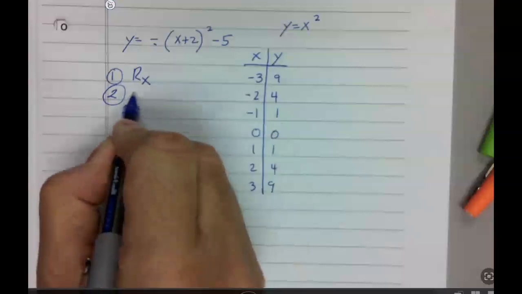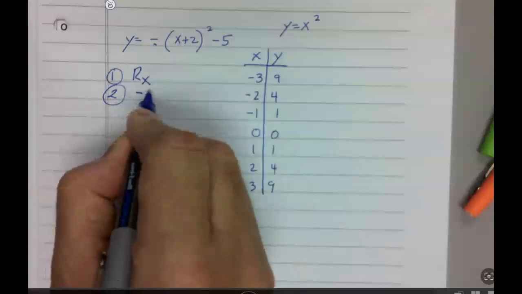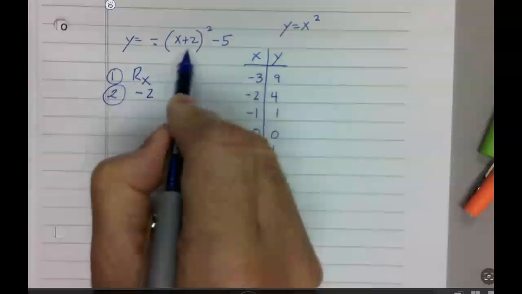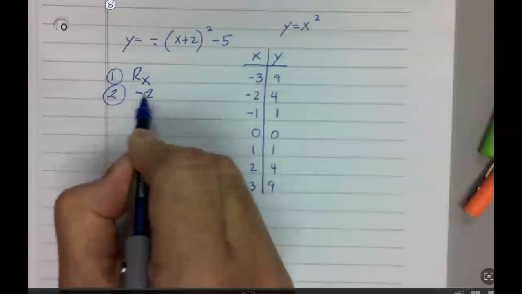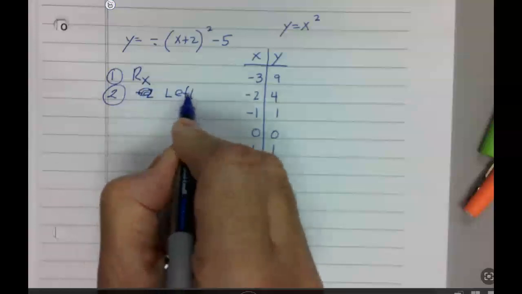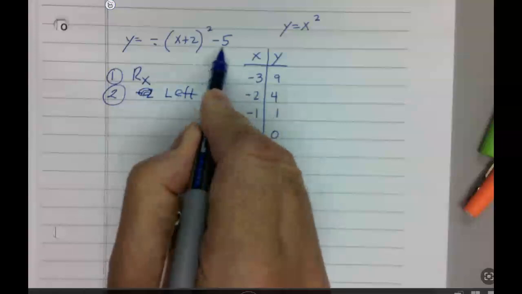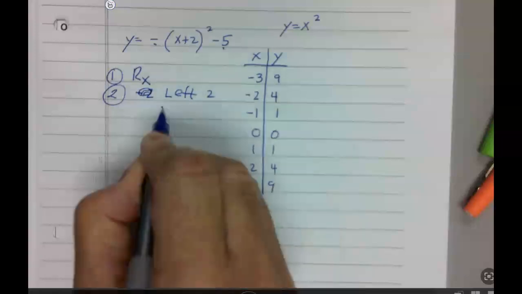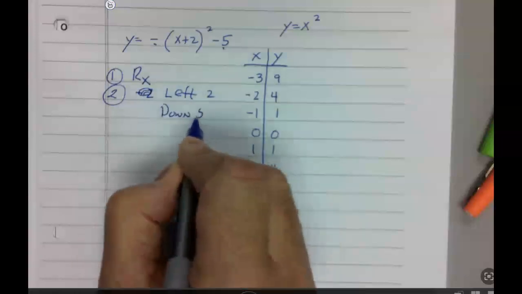Okay? Then step 2. What's h? 2. I'm going to go, h is -2, right? Correct? It's always an imposter. Agree? So I'm going to go left 2. And then what am I going to do with k? Down 5. Okay. So here we go.